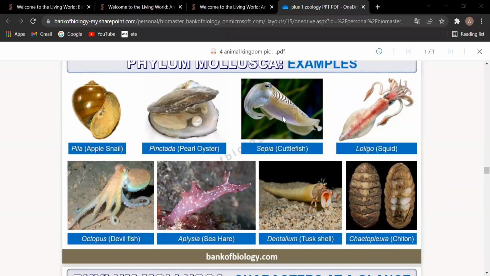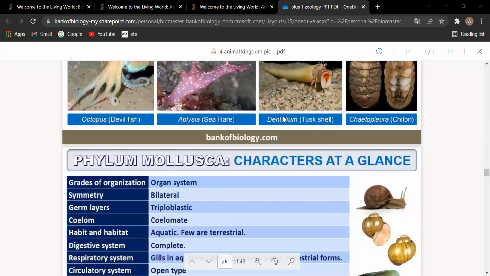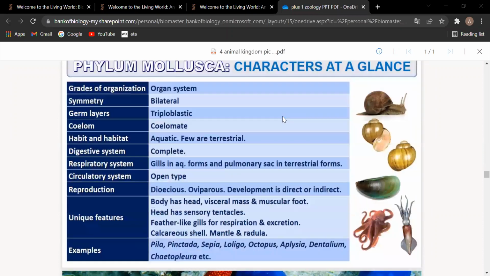So let us see at a glance. Organ system is the grade of organization. Symmetry is bilateral. Germ layers are triploblastic. Coelom: coelomate. Habit: aquatic, few are terrestrial. Digestive system is complete. Respiratory system: gills in aquatic forms, pulmonary sac in terrestrial forms. Circulatory system: open type. Reproduction: dioecious, oviparous. Development is direct or indirect.